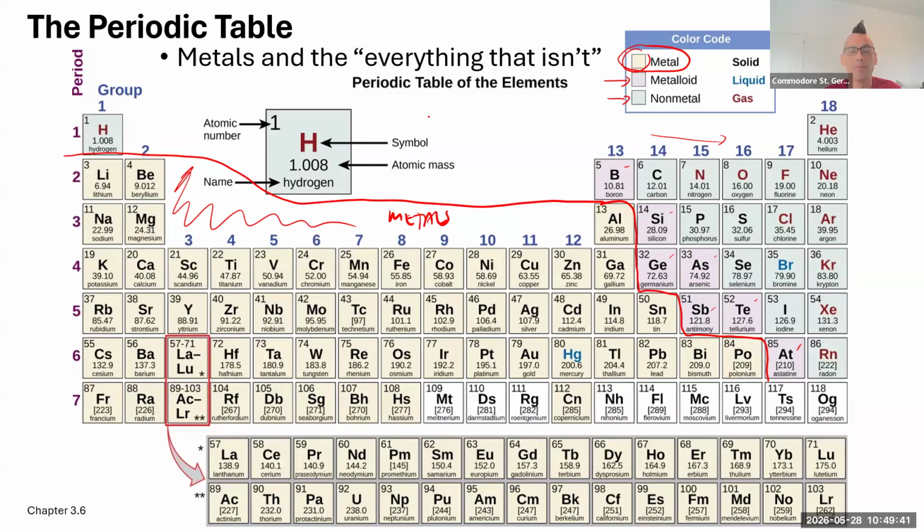We're basically going to separate the whole periodic table into metals, and then everything that isn't metals, so metals and these are going to be called non-metals, right? That's how we're going to separate this periodic table, metals and non-metals. Even though there are semi-metals or metalloids, we're not going to consider those metals. They're going to be non-metals, right?